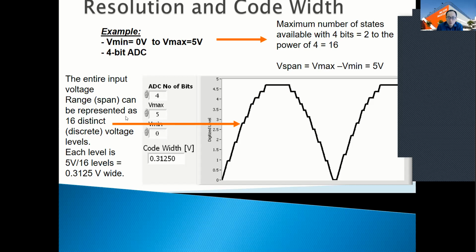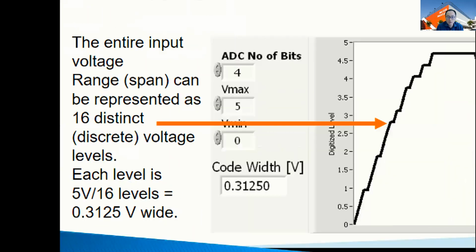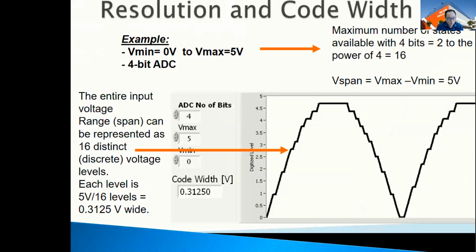However, because it is 4 bits, 2 to the power of 4 is 16. So basically there are a total of 16 levels, and the range is still 5 volts. Now you want to pay particular attention to this bottom part here. I don't know whether you can see my screen. Over here, the code width has been reduced.